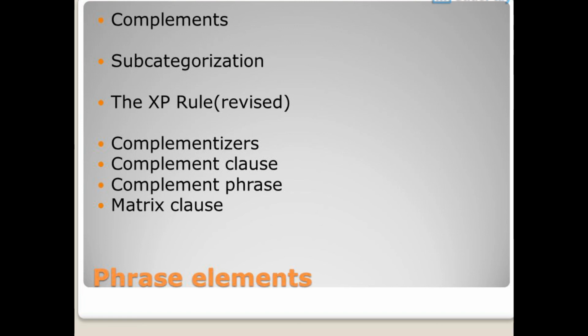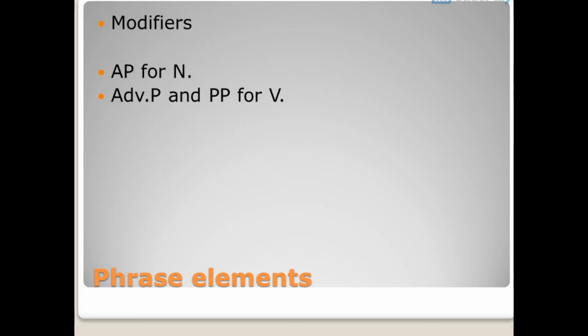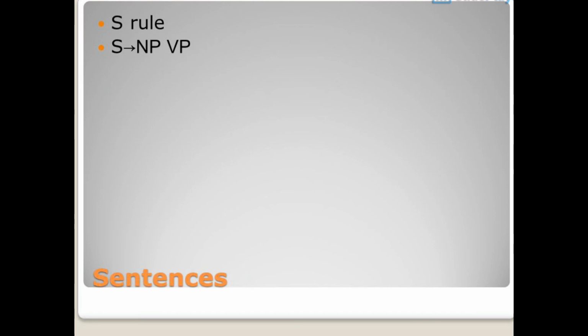Complementizers, complement clause, complement phrase, matrix clause. Phrase elements: modifiers. AP for N, adverb phrase and PP for V. Phrase elements. S rule: S → NP VP.